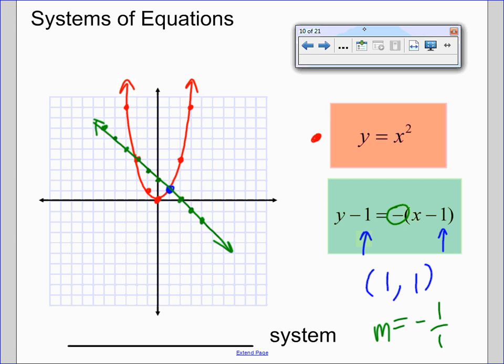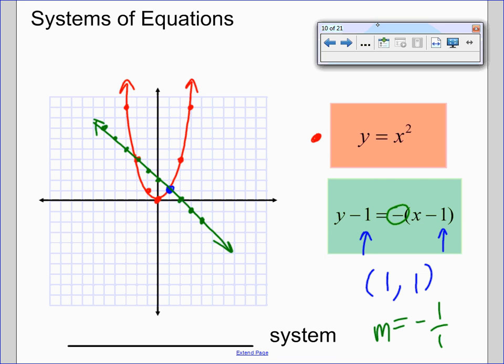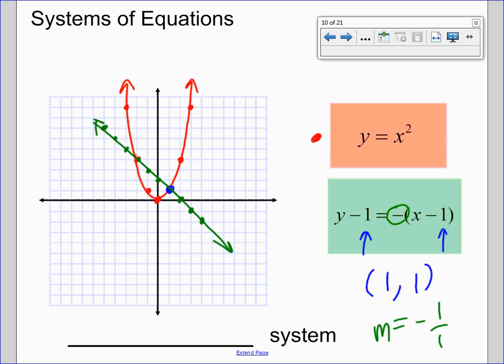Oh wait, let's get the solutions. So let's get the solutions to this. So again, go ahead and tell your partner what's the solution to this system, and be ready to share with the class when I call on you. What's the solution to this? Okay, so what's the solution to this system?